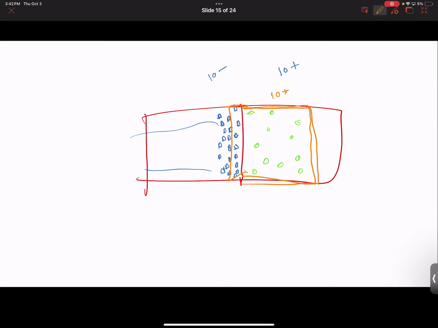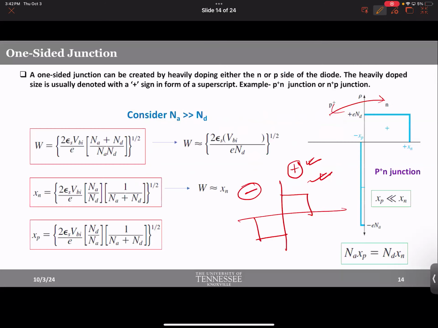So when you heavily dope something, there is so much charge that within very close proximity to the metallurgical junction, you get enough charge to balance out whatever you have on the other side. So the other side has a thicker space charge region, and the one that is heavily doped has a thinner space charge region. Does that make sense to you guys? Okay. And also, there is another way to look at it.